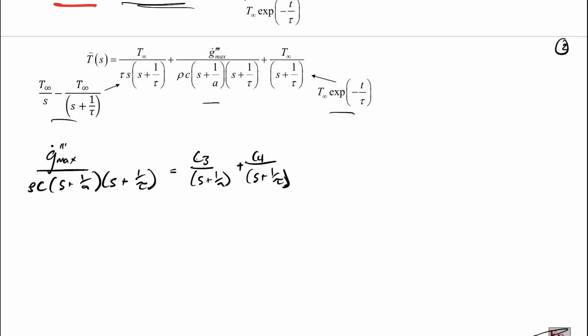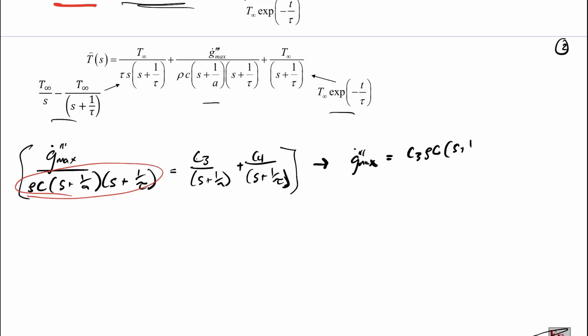Okay, so we do the same thing we've done before. We're going to take this entire equation and multiply through by this denominator. Then we're left with G triple prime max on the left equal to C3 rho C times (S plus 1 over tau) plus C4 rho C times (S plus 1 over A).